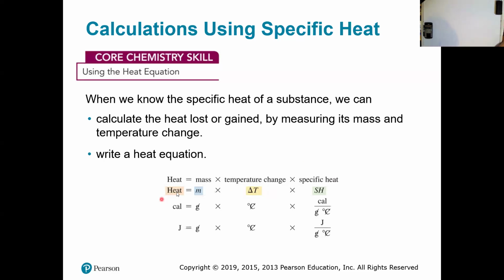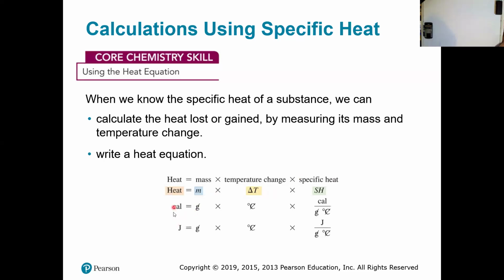And we're going to shorten that up into some symbols. It's going to be heat equals M times delta T. That triangle is the delta symbol, and delta means the change that happens, times capital SH, which is specific heat. So this is the format that you'll typically see the heat equation written in. But these words, this is what the equation means.